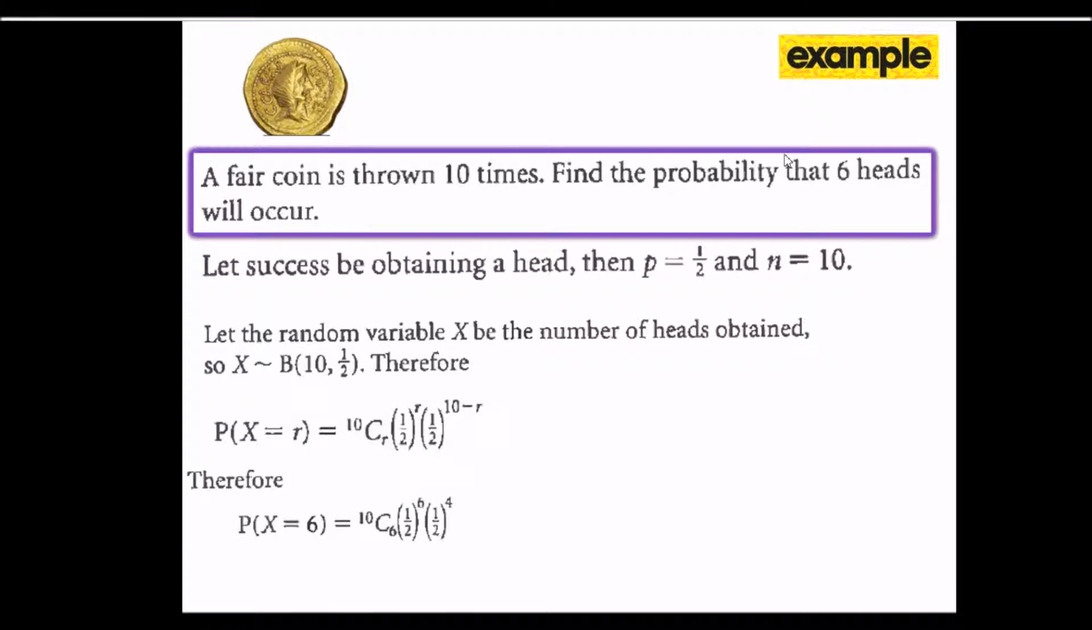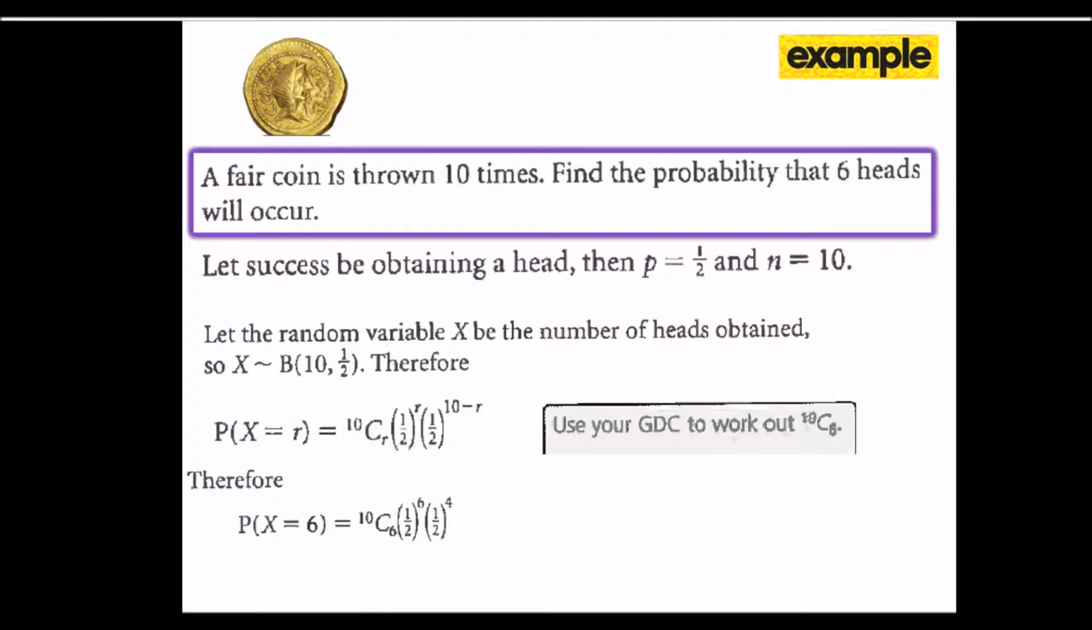Therefore, find the probability of there being 6 successes. So probability X equals 6 in this case will be 10 C 6, because r equals 6. So probability of success to the power of 6, probability of failure to the power of 4, and these two must add up to 10. Then you would work that out on the calculator.